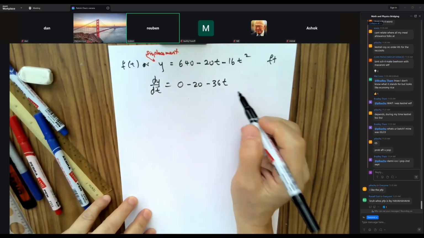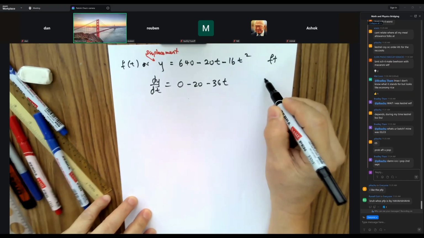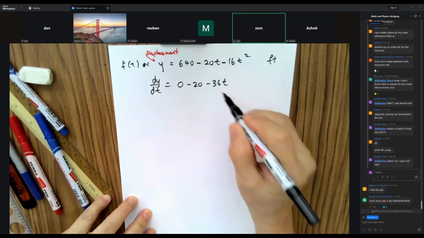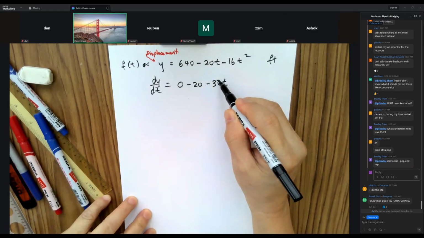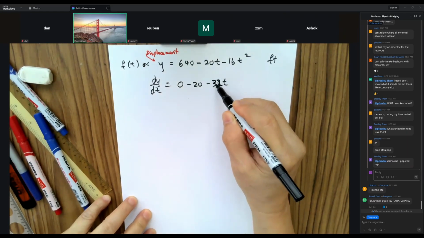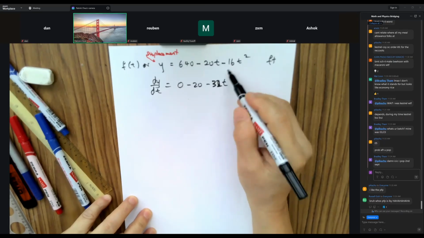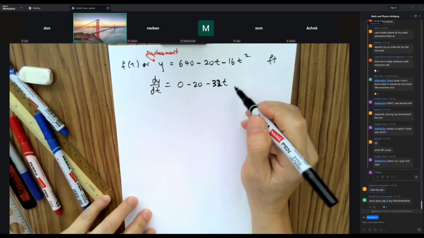Power rule. So what's the unit here? I think it's 32. I say 32, right? But I write 36. So the speech and the thinking are different. I say 32, right? I write 36.